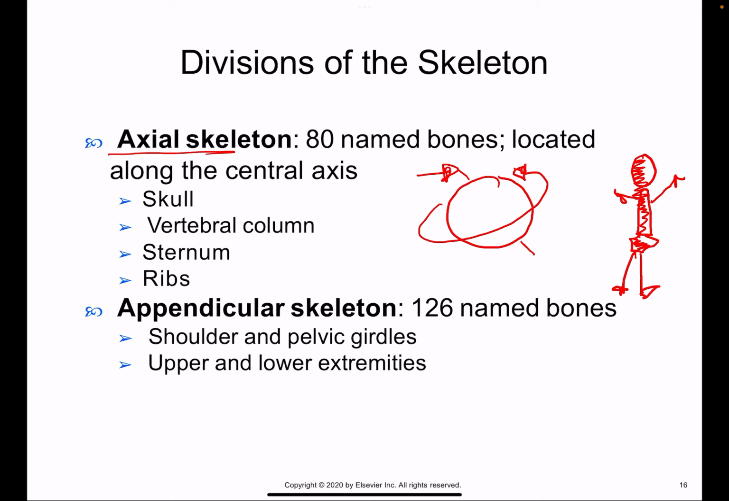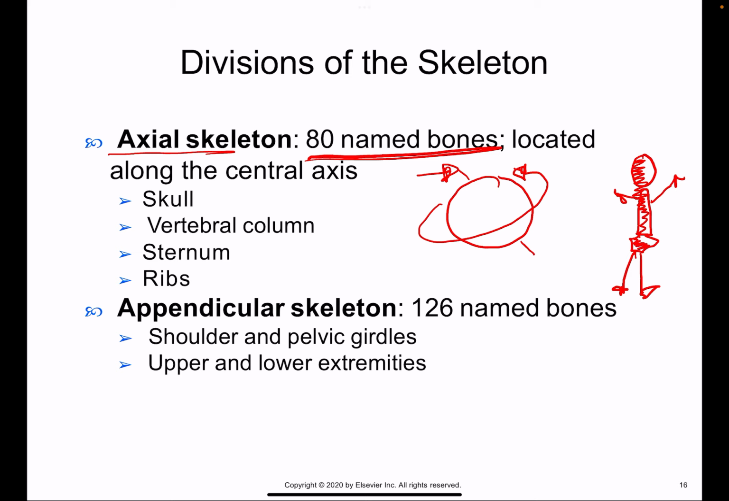Because it's kind of like the center of us, our center of gravity. Things are pulled towards the axis of the earth. We turn on our axial skeleton. So there are 80 named bones located along the central axis. But when we hear the skull, the vertebral column, the sternum, the ribs, right? These are going to be known as landmarks.